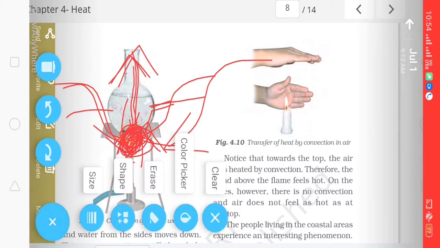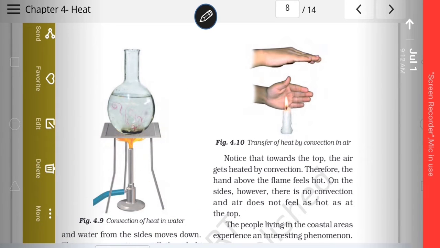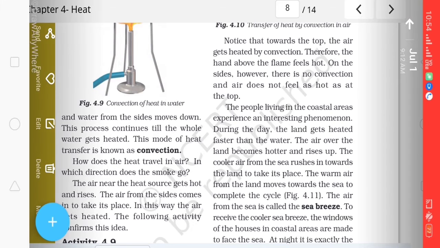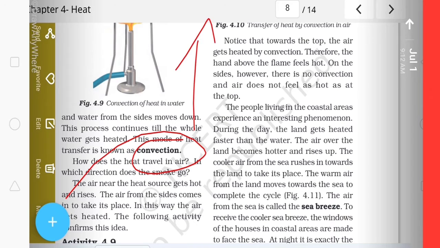In this way the movement of hot and cold water, that means the transfer of heat, will take place in water. This process is known as convection. So in the process of convection, how will the heat get transferred? The hot water will rise up, and the cold water from the side will come down.